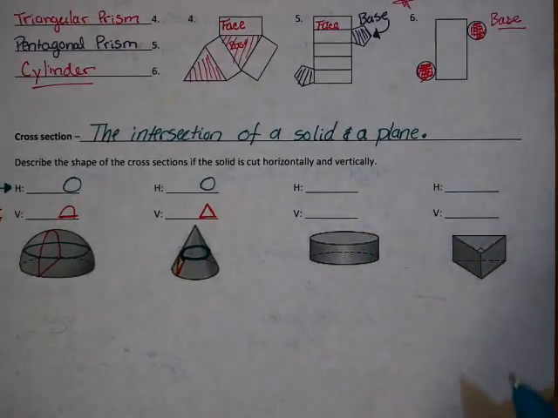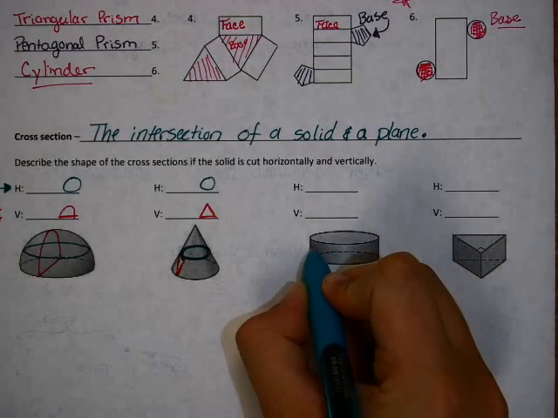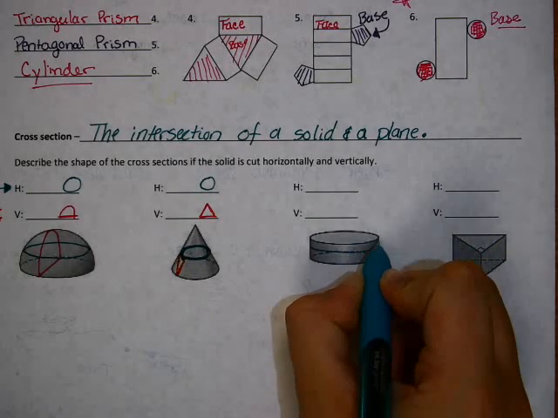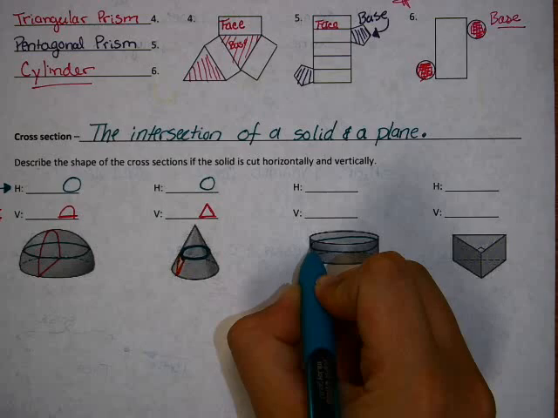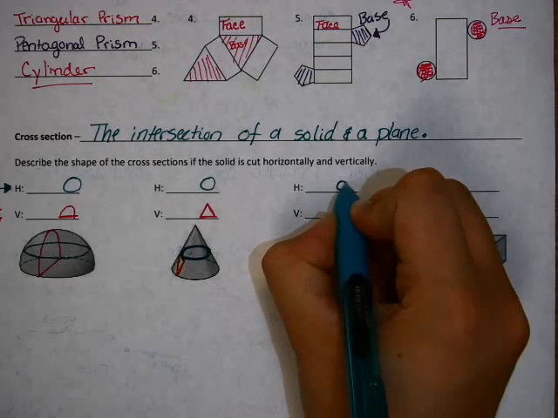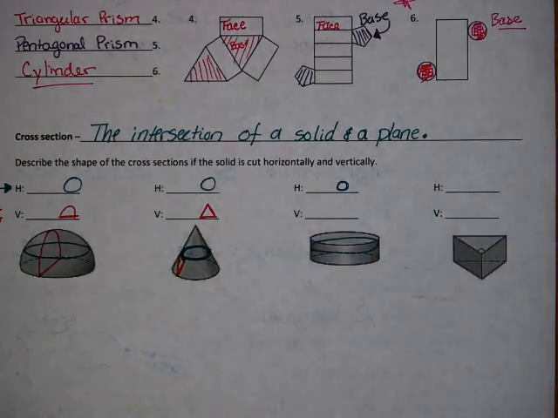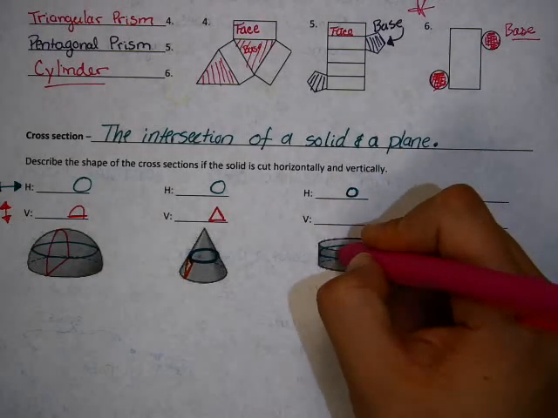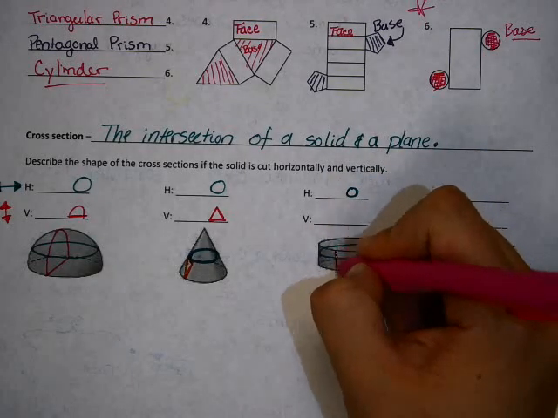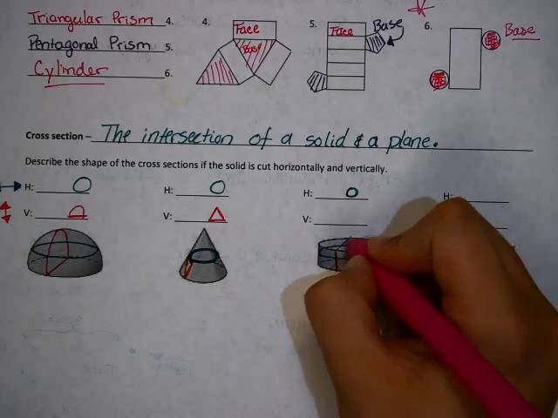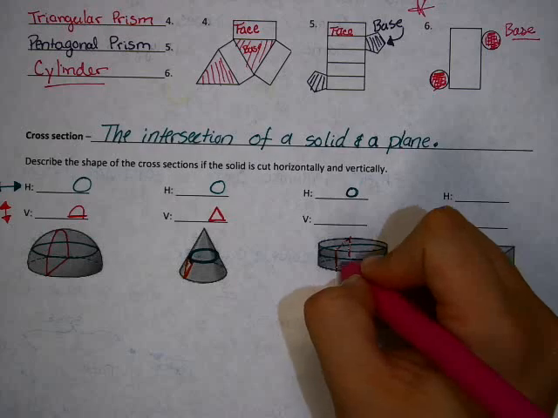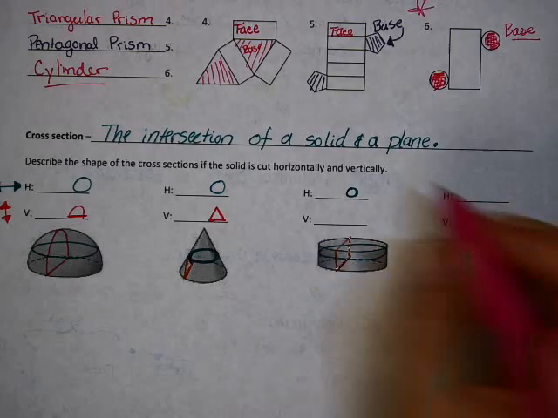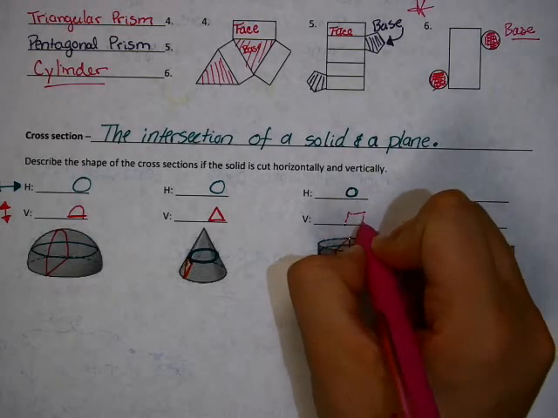Let's take a look at the cylinder. So here, if I take a horizontal cross section, I'll get another circle. But a vertical cross section is if I were to intersect a plane, so it'd go through straight here to here and back. So this is actually a parallelogram.